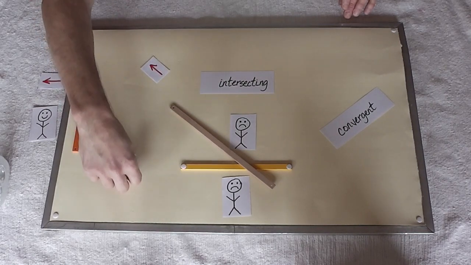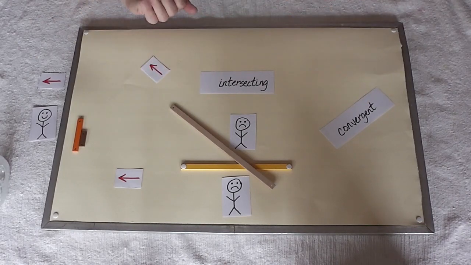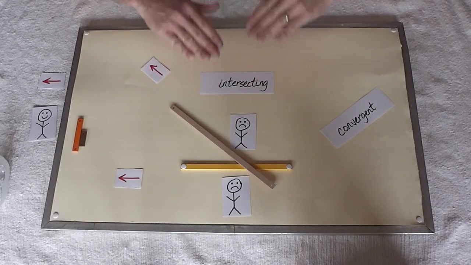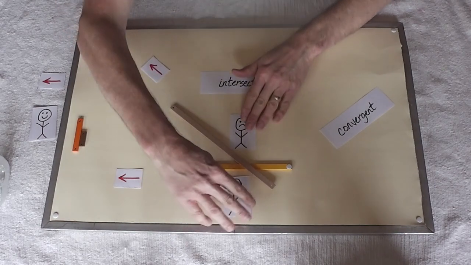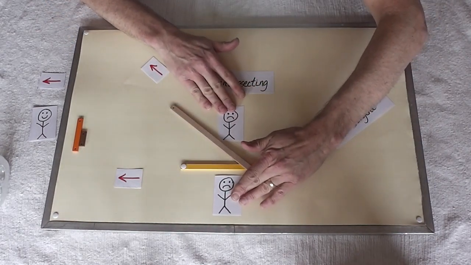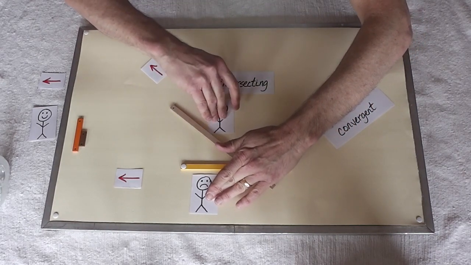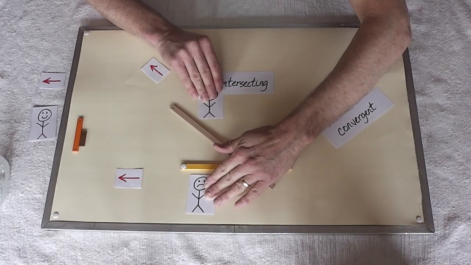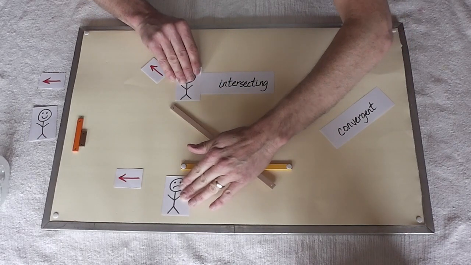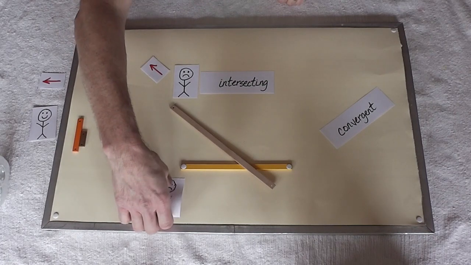Let's move these for a second because I have to do some CGI, some special effects. Are you ready? Here we go. Look at this. Oh, let's see if I can do it. There we go. So these two children are not happy. Why? Because they're moving further and further and further away from each other.